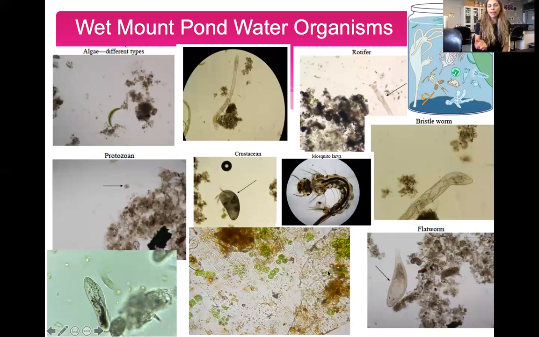Just keep in mind that with this, you're going to see all types of organisms. If you guys are actually doing this in lab, everyone would have a different slide. You'd see algae, protozoa, insects, a mosquito larva, worms. This here is a good representation of what a pond water slide looks like. You just see everything in it.